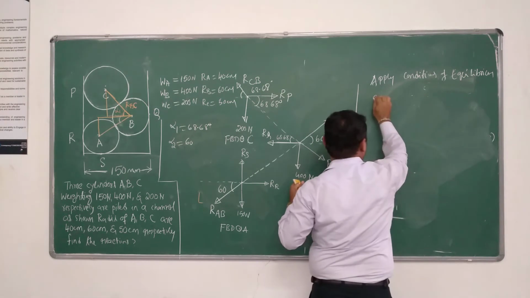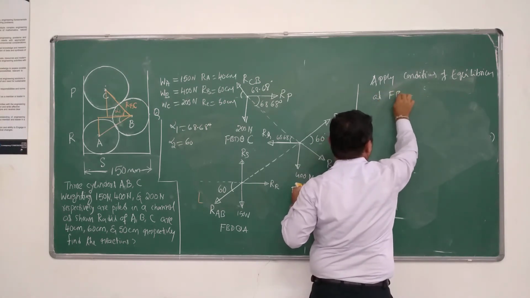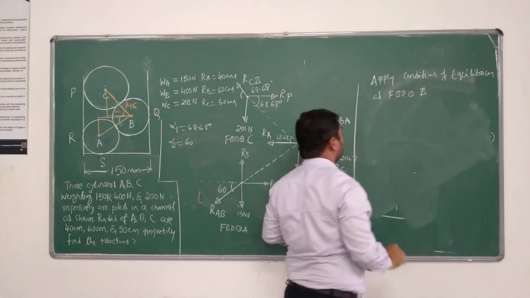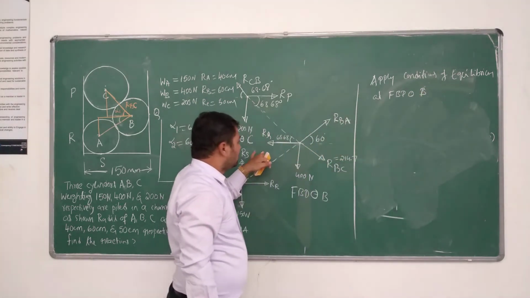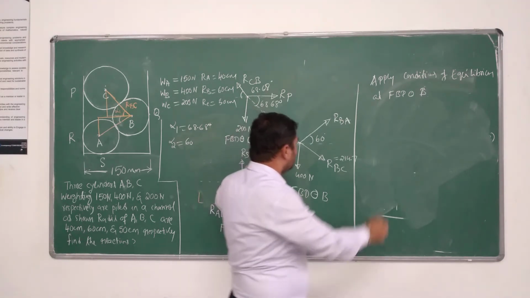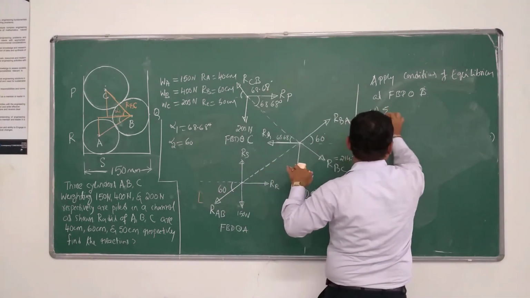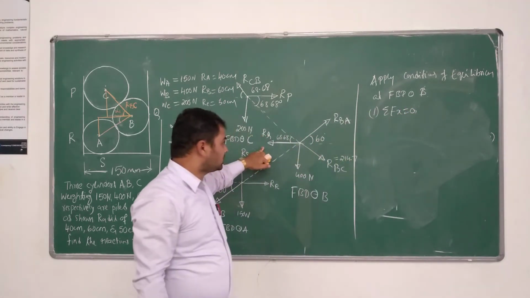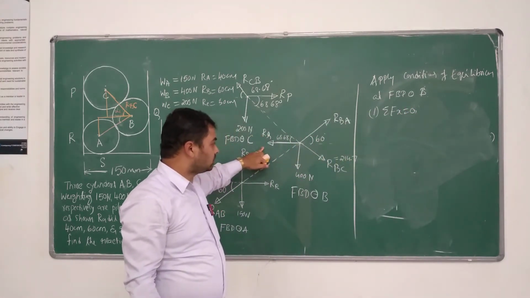Equilibrium at the free body diagram, FBD, at B. Take sigma Fx equal to 0 or sigma Fy equal to 0. First I'll use the condition sigma Fx equal to 0, so equate all the forces acting along x direction to 0.